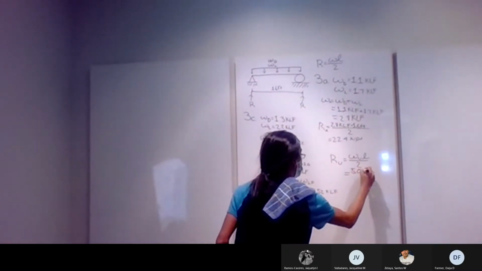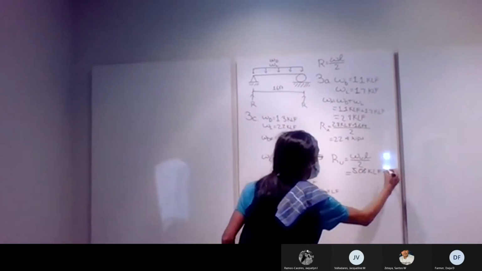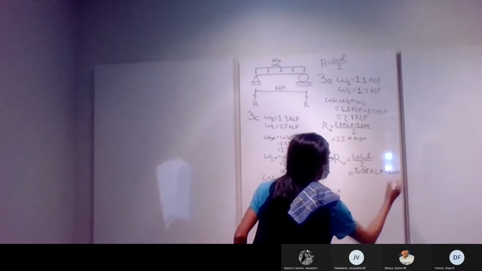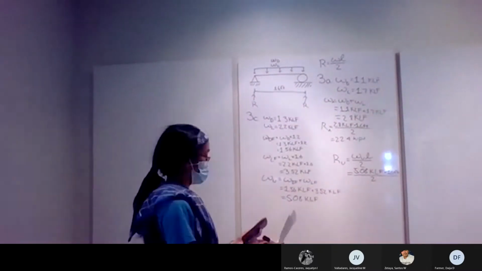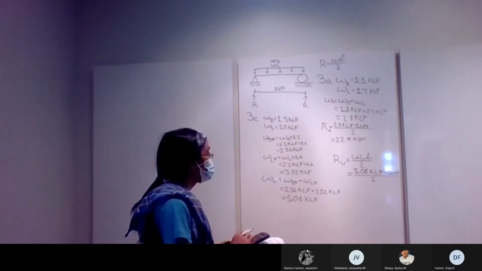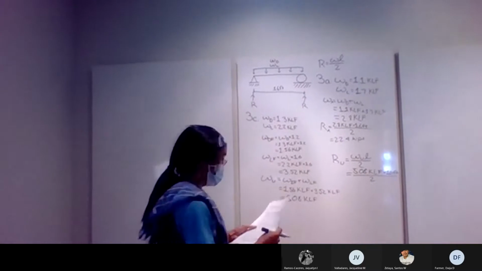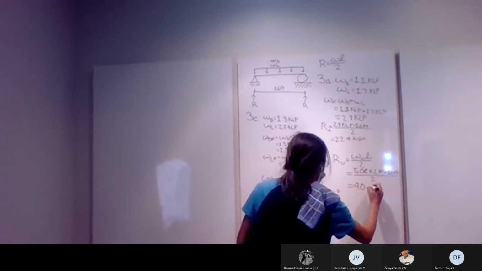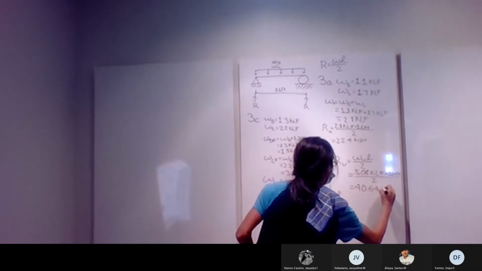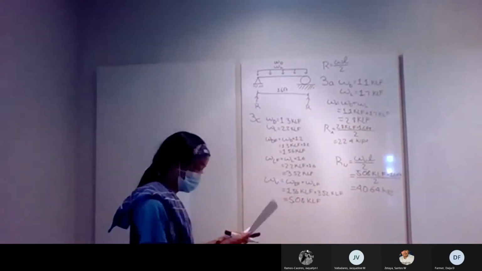So now we have 5.08 KLF times 16 feet over 2. Let me do this on my calculator. And we should get 40.64 kips as the ultimate reaction for 3C.